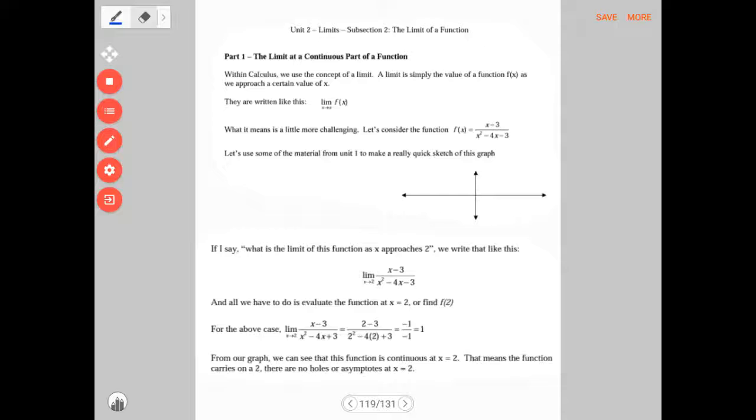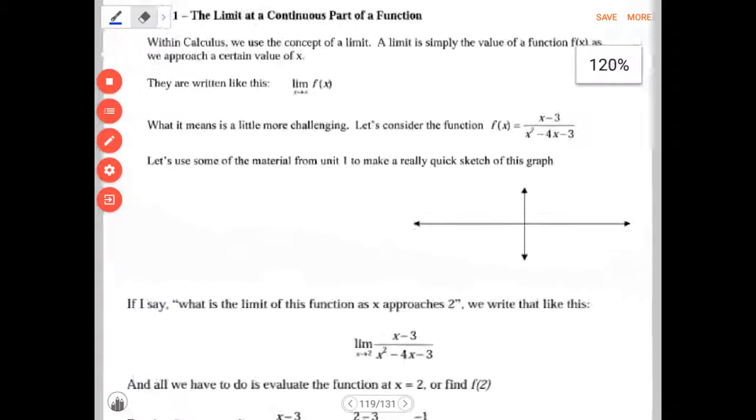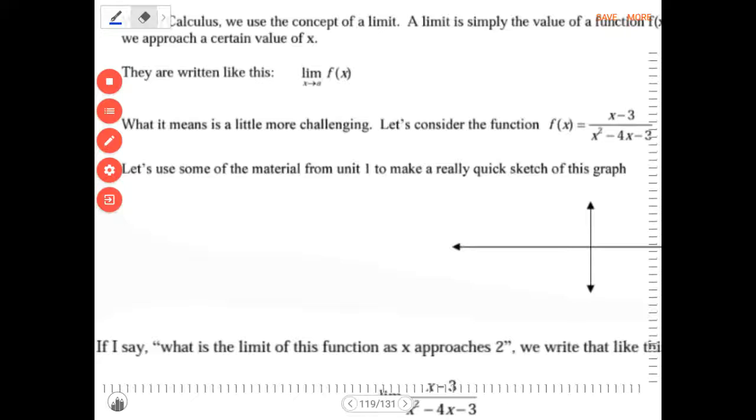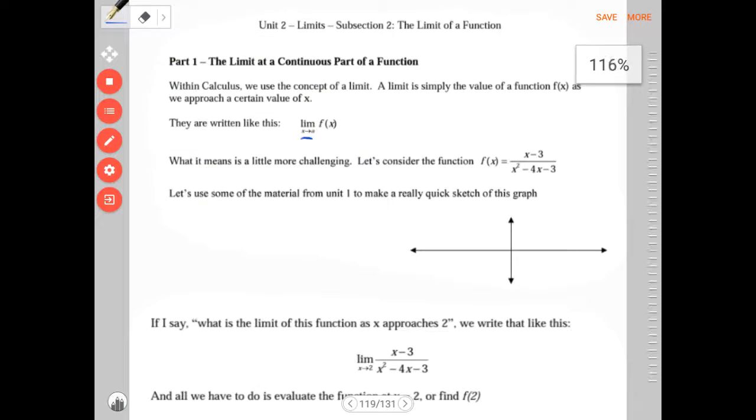Within calculus we use the concept of a limit. A limit is simply the value of a function as we approach a certain value of x. They're typically written like this: the limit as x approaches a, where that little arrow means x approaches a, of f of x. What it means, well, that's a little more fun.